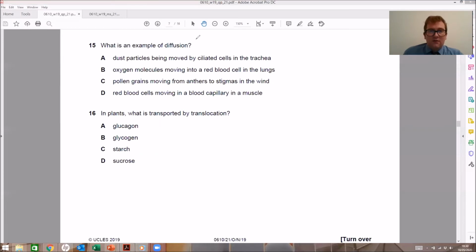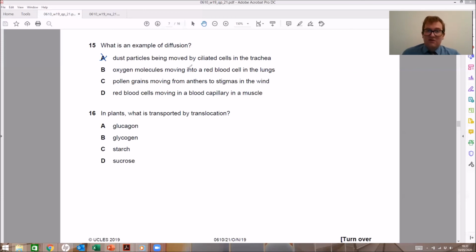Okay, question 15. It says, what is an example here of diffusion? Okay, so let's have a look. Remember, the definition of diffusion is the movement of substances from a region of high concentration to low concentration down the concentration gradient. And if it's talking about living things, then it goes across the semi-permeable membrane as well. So it says here, dust particles being moved by the cilia in the trachea. Well, no, we're not talking about anything actually moving in and out of the cells. Remember, mucus is where the dust is trapped, and the cilia are actively pushing the mucus up the airway.